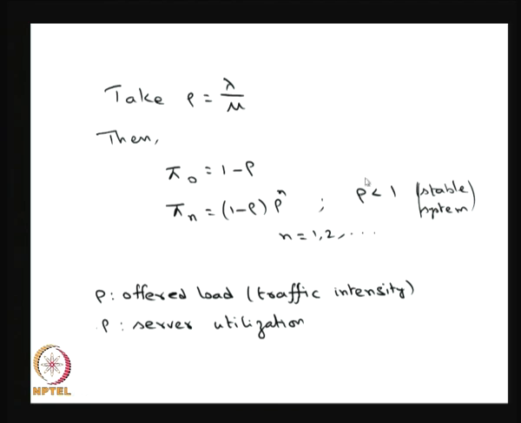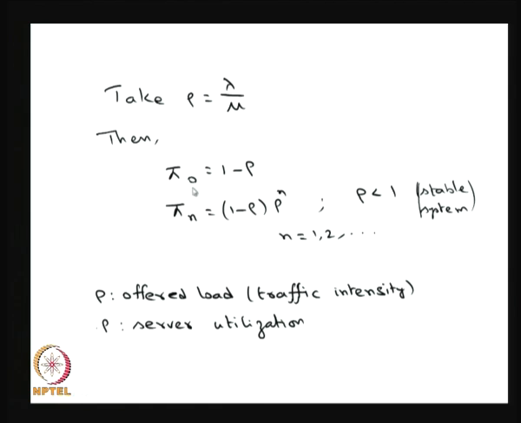That also you can intuitively say: whenever the system is stable, that is corresponding to rho less than 1, you will have a stationary distribution. That means in the longer run, this is the proportion of the time the system will be empty. And pi n, the probability of n customers in the system in the longer run, is 1 minus rho times rho power n, where rho is less than 1.